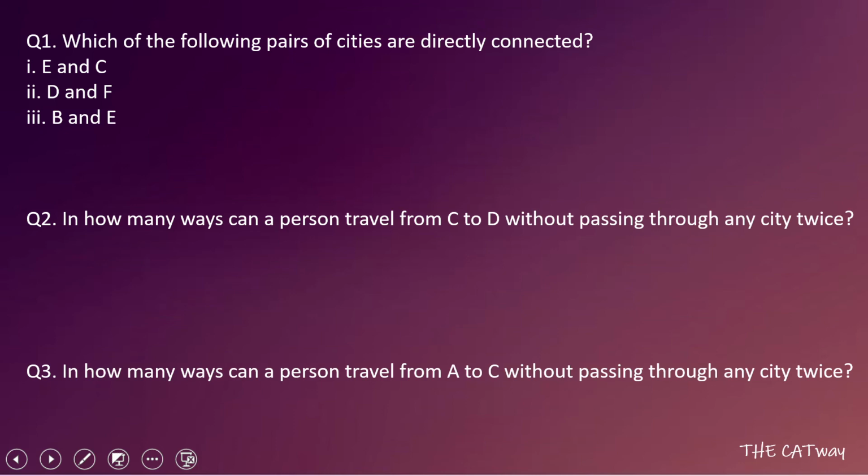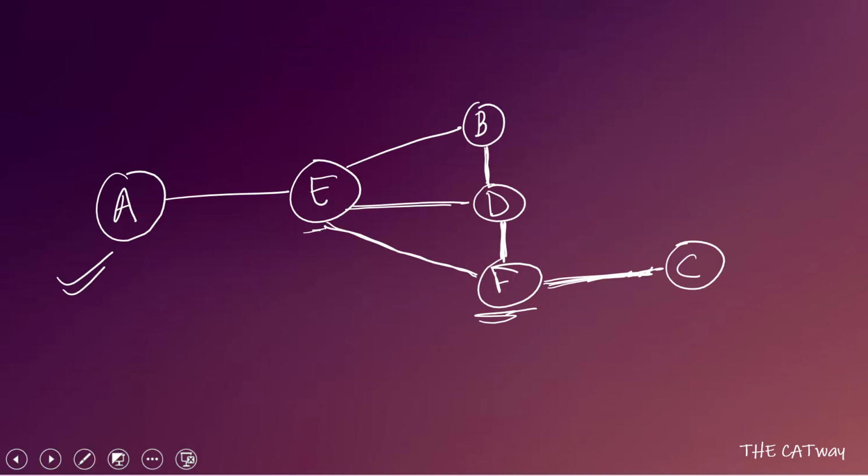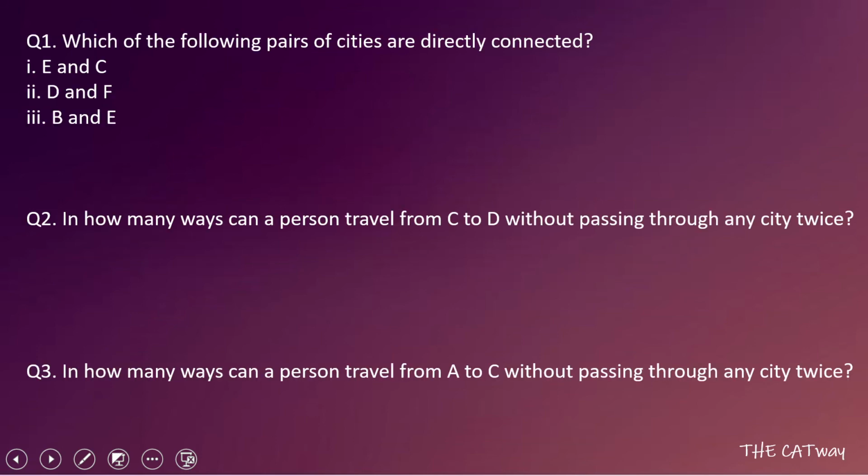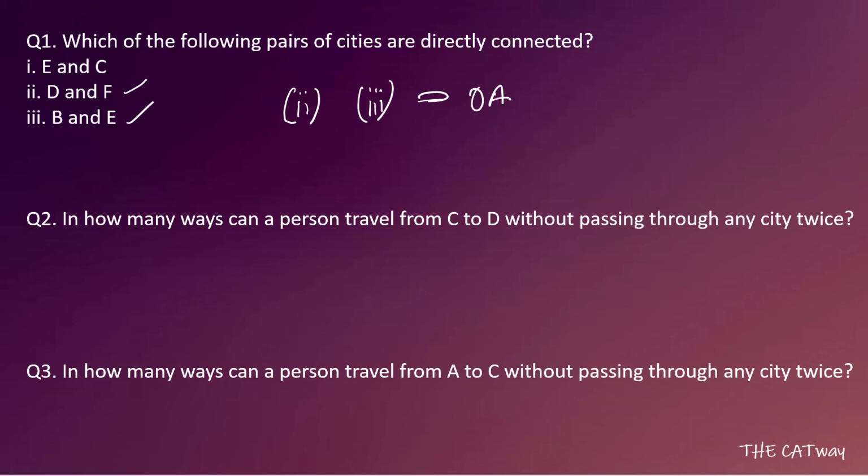The first question is: which of the following pairs of cities are directly connected? Talking about E and C, they are not connected. D and F, they are connected. B and D, they are connected. So our answer will be the second and third options. Okay, so this is your answer.